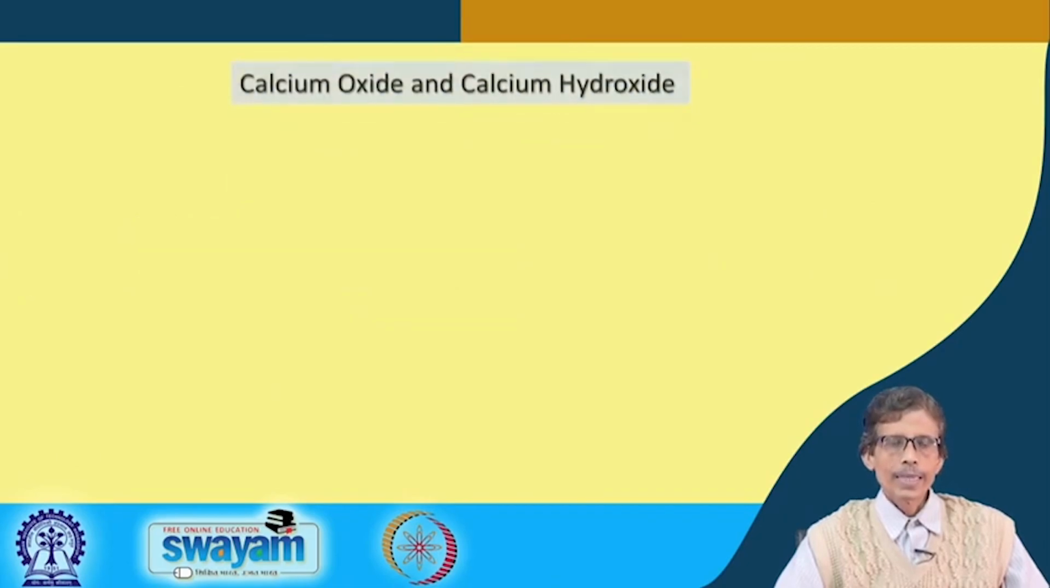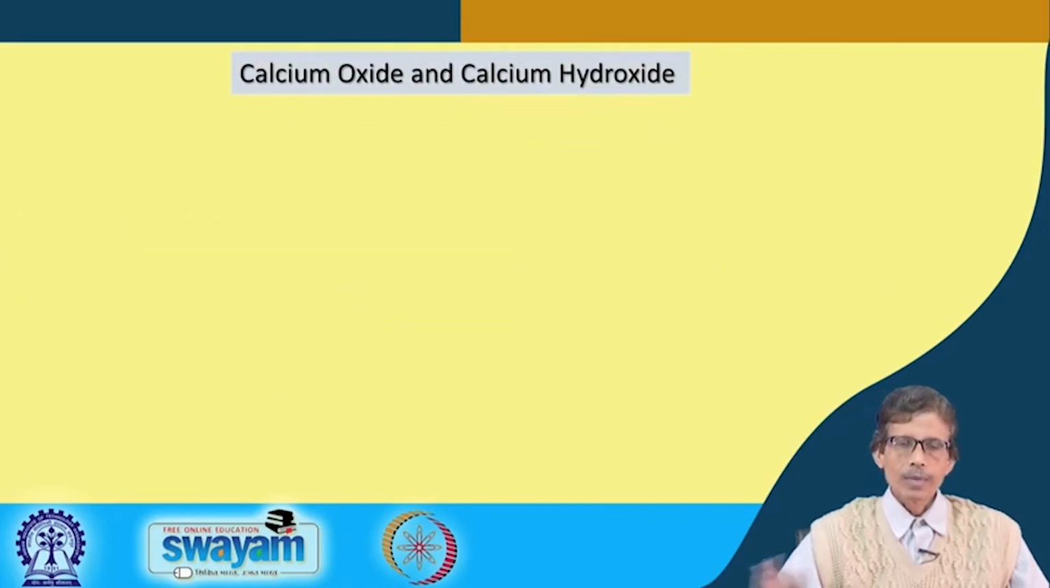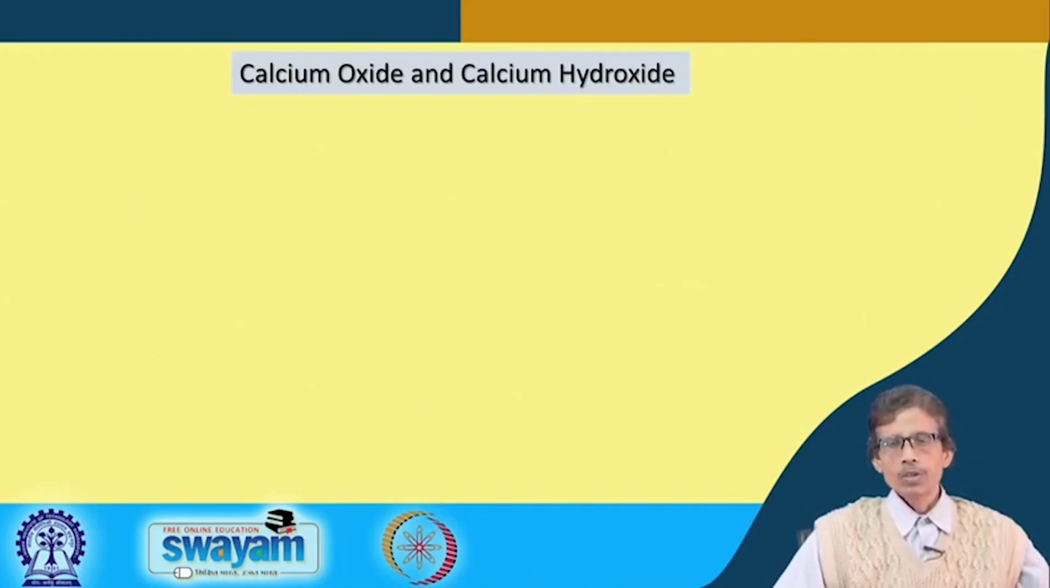So what we will be getting next is like that of magnesium oxide, because we are talking all the time like that: the metal itself, then its corresponding oxide form, and then its corresponding formation in the form of hydroxide.